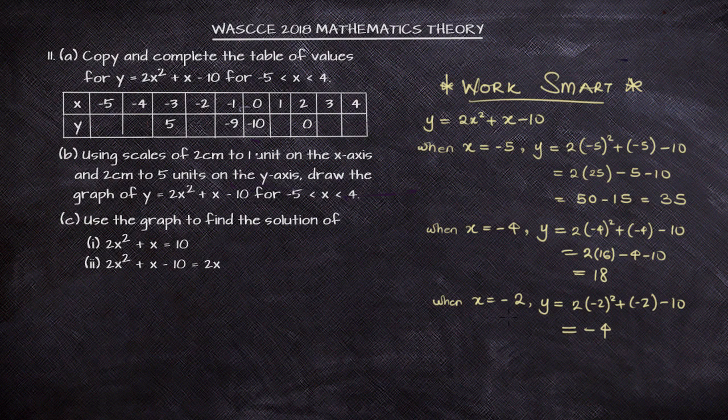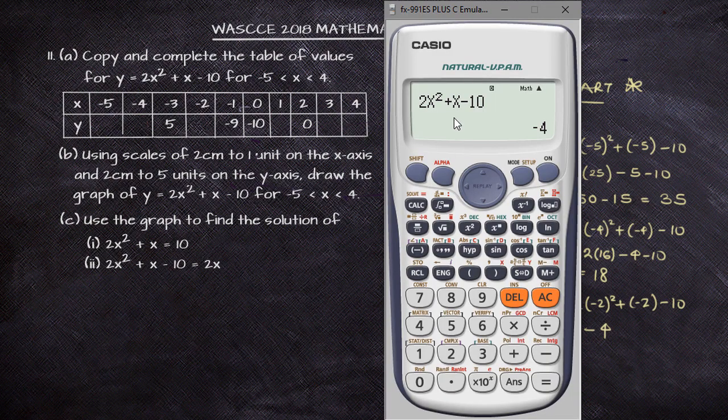And then you can do that for the whole of the other values. But now, I want to use another method. There is a table in your calculator. When you press the mode, here in my calculator, 7 is for table. So when I press 7, it's asking me for the function of x. My function of x is y, because y is what I'm trying to solve for. It's a function of x, which is 2x squared plus x minus 10.